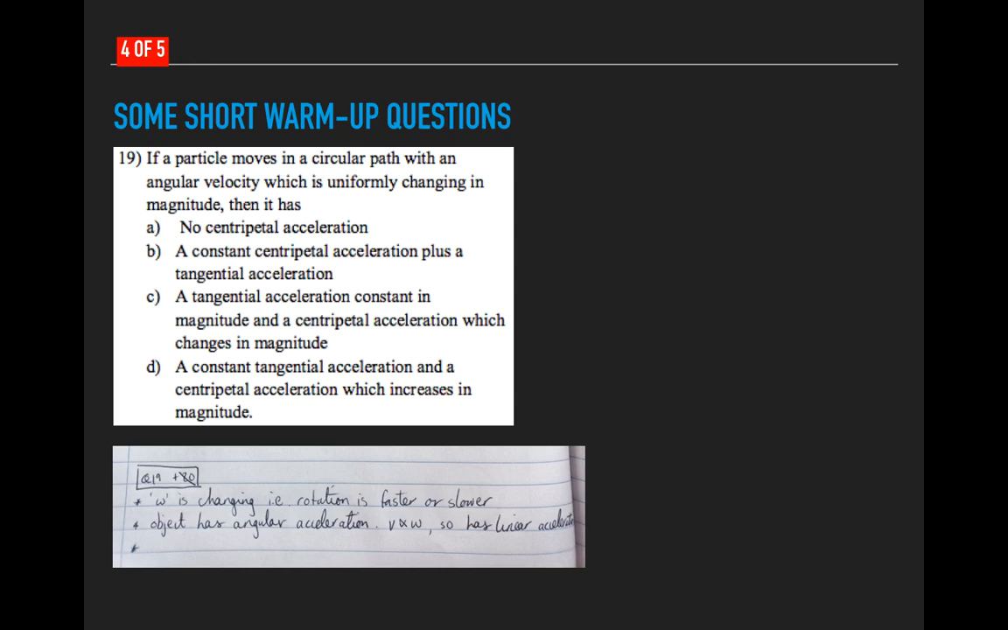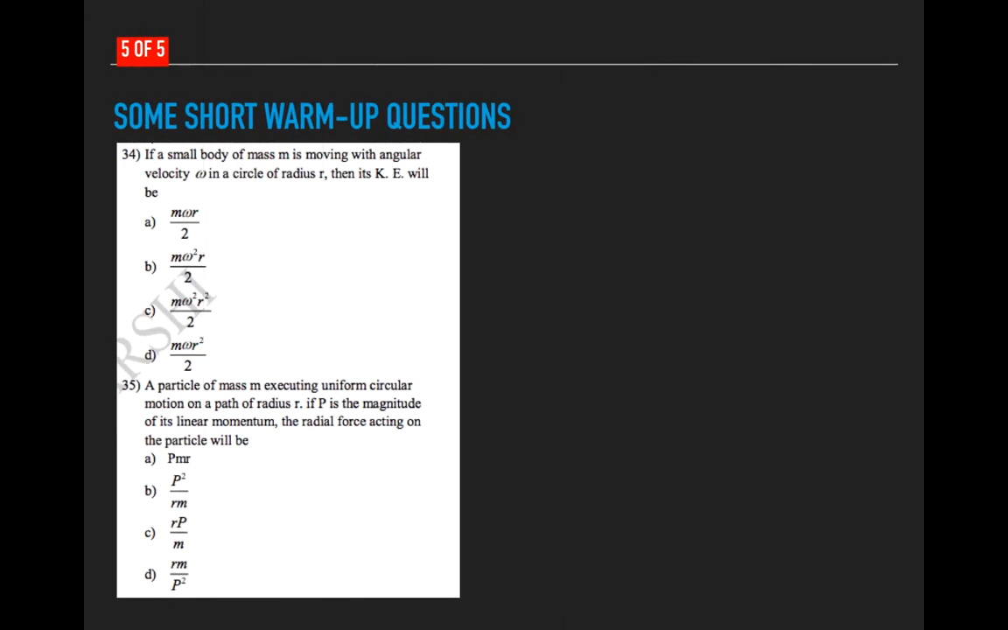The angular acceleration is only rotational, but because it's got a centripetal acceleration that's changing, it should also have a tangential or linear acceleration that's also changing. So that's C, I believe, there. And then the last one, I had a look at this already, a half mv squared, but v is equal to rω, and that would give you the answer I showed you previously. And then p is the momentum, mass times velocity, and I showed you that previously as well.